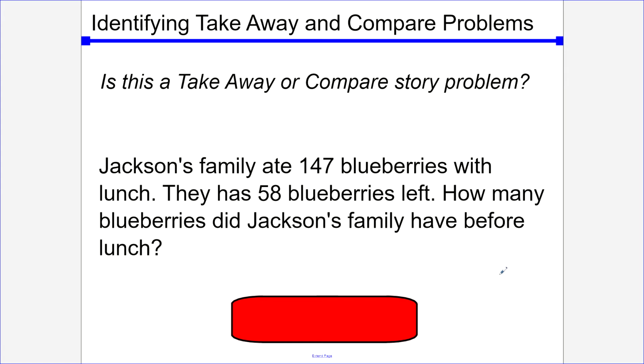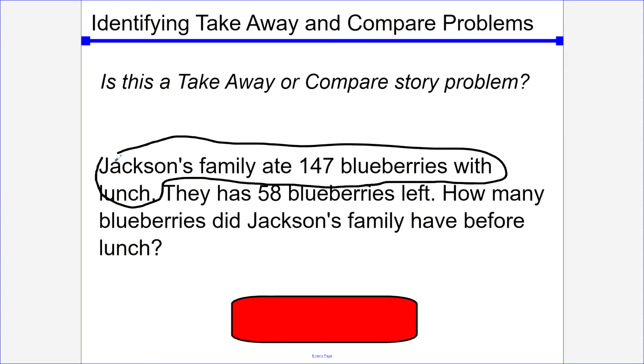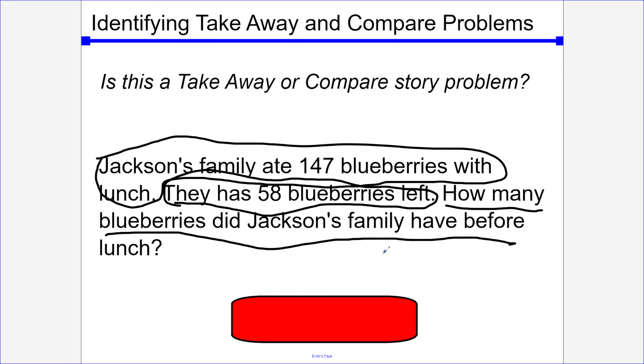Here's the first problem. Jackson's family ate 147 blueberries with lunch. They had 58 blueberries left. How many blueberries did Jackson's family have before lunch? Here's our first piece of information. Jackson's family ate 147 blueberries with lunch. The other piece of information, of course, is that they had 58 blueberries left. The question we're trying to answer here is how many blueberries did Jackson's family have before lunch?